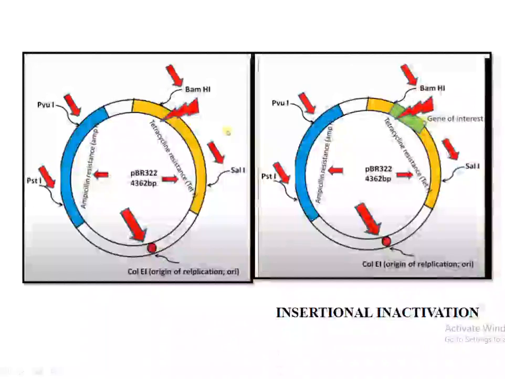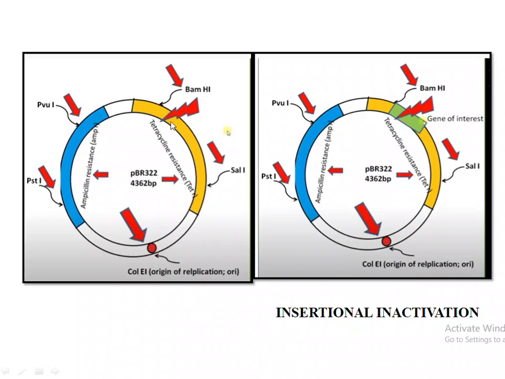As has been already mentioned, a cloning vector should have three essential features. As can be seen here in this slide, it has a region of replication, many unique restriction sites, and at least two selectable markers. One is this one and the other one is this one.